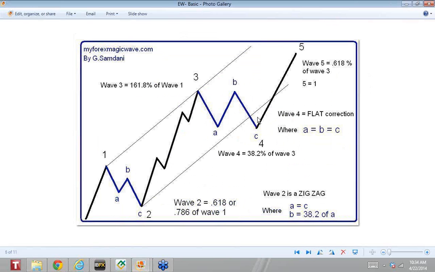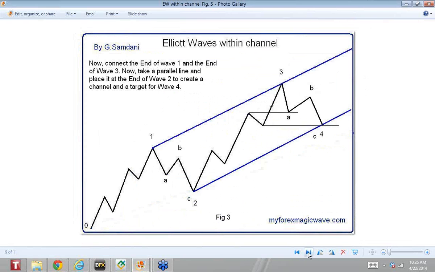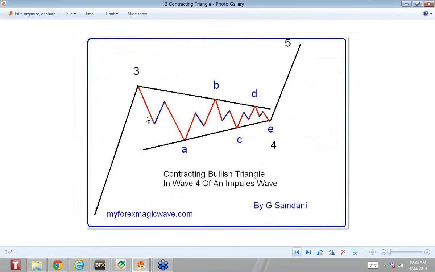It is called a flat. But there are some other kinds of corrections too, and one of the very common and very hard to trade is the triangle. If wave 3 is big and powerful, then most of the time you will fall into a triangle. A triangle has 5 legs in it: A, B, C, D, E. Let me show it to you. Okay, this is a triangle. At the end of wave 3, you fall into a triangle in wave 4, where you have 5 legs, A, B, C, D, E.